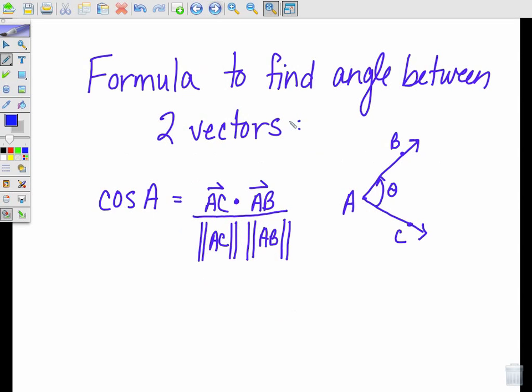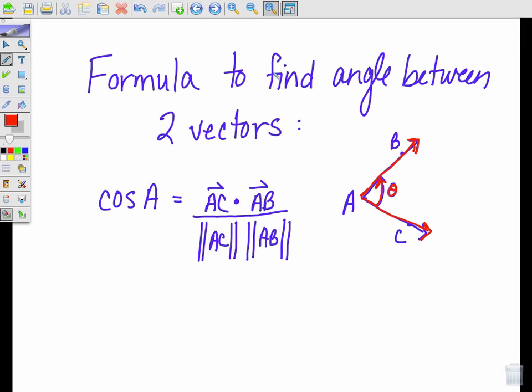All right, the last thing that we're going to look at today is how to use dot product to help us find the angle between two vectors. If I have two vectors here, let's say vector AB and vector AC, and I want to find the angle between them, calling it theta, or angle A, this is a formula that you have. We can find angle A by setting cosine of the angle equal to the dot product of the two side vectors divided by the magnitude of each vector.